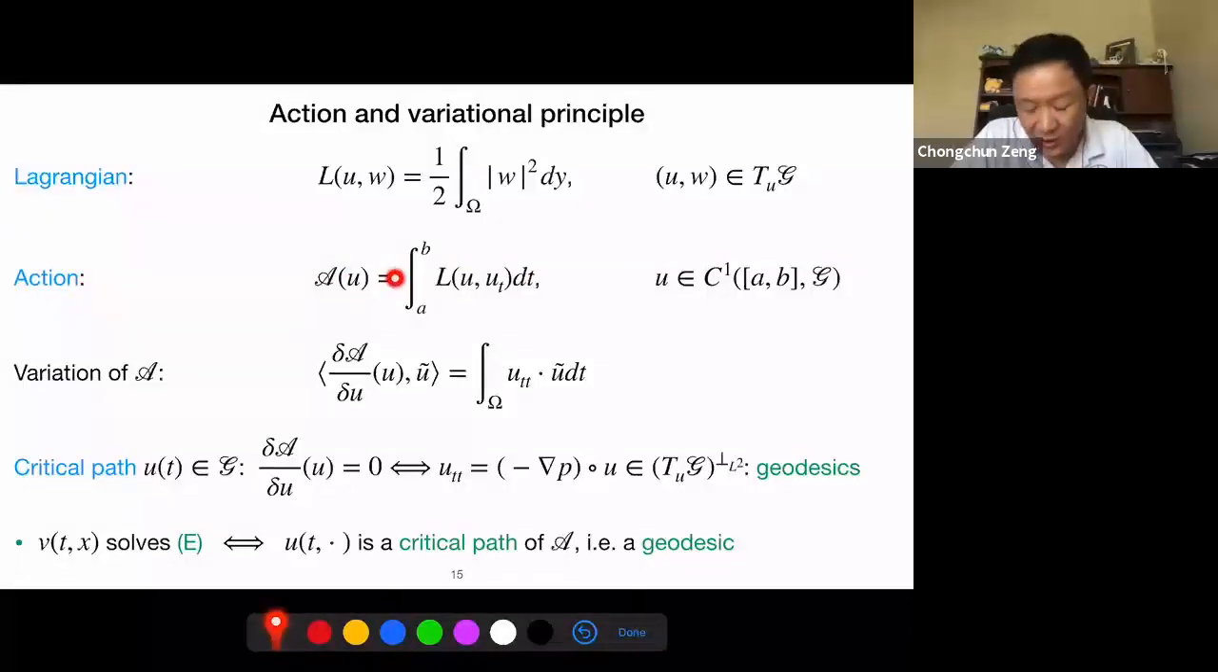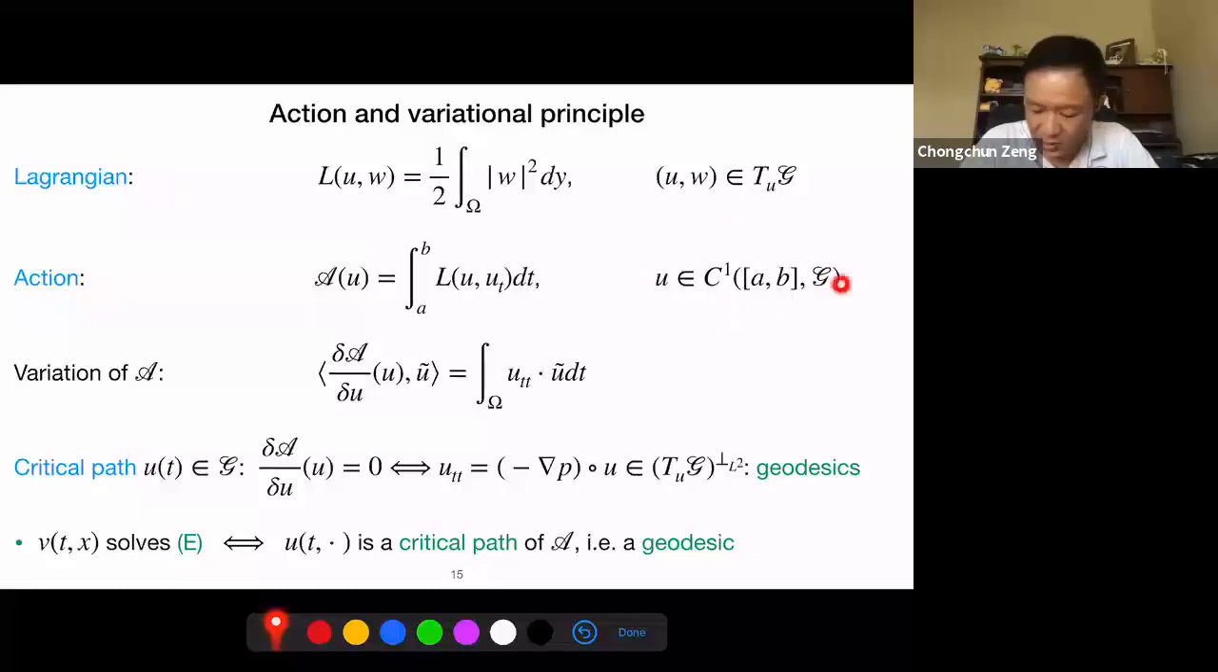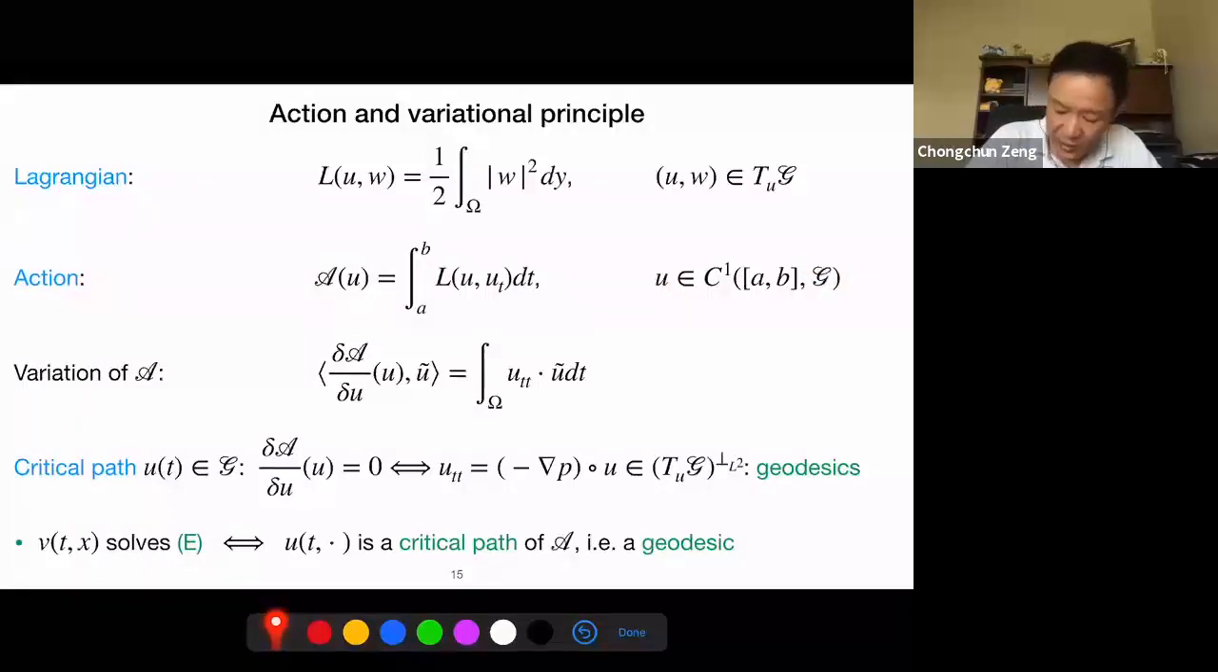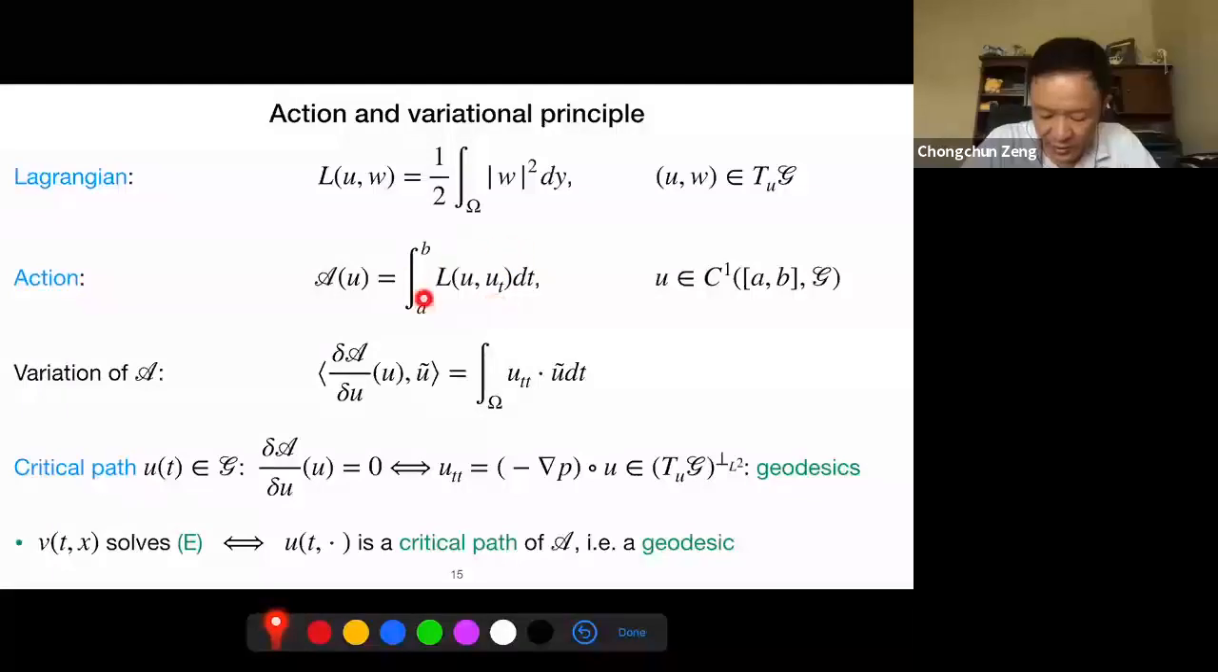So I'm right now following a standard recipe in Lagrangian mechanics. Then from the Lagrangian, we can define the action for any path. Right now, we are just doing this, say, formally. Think about a C1 path on the configuration space. And then you can compute the Lagrangian evaluated at u and ∂u/∂t, and integrate in t. So this is the action.